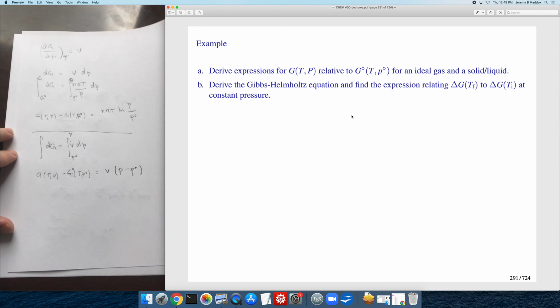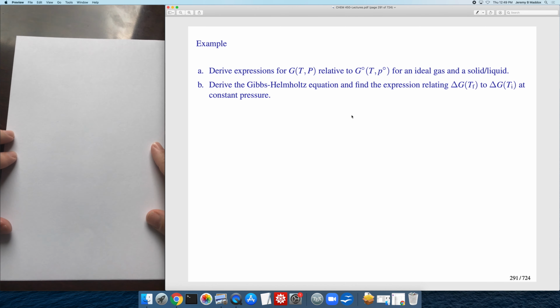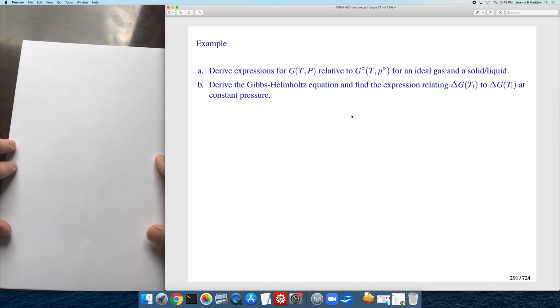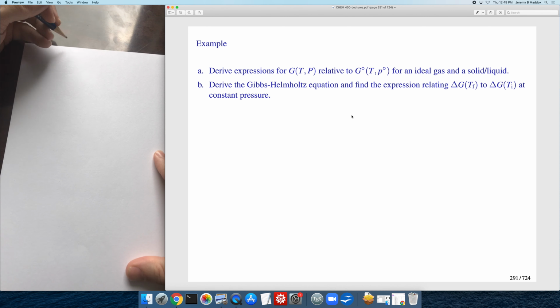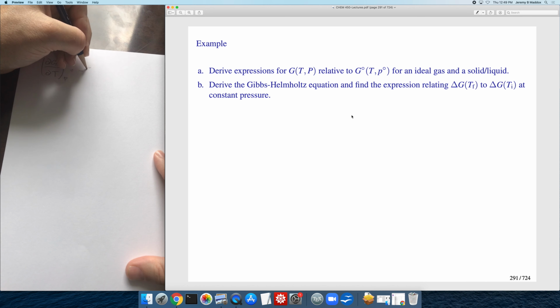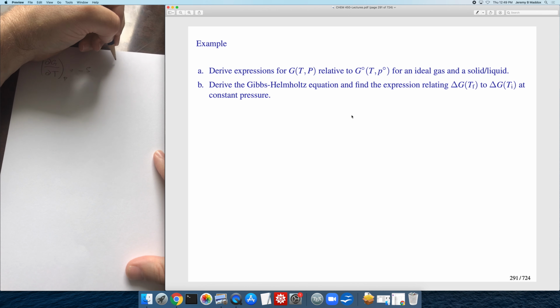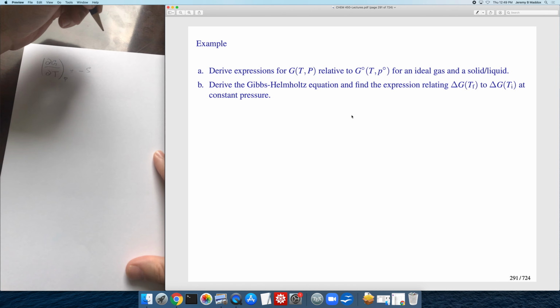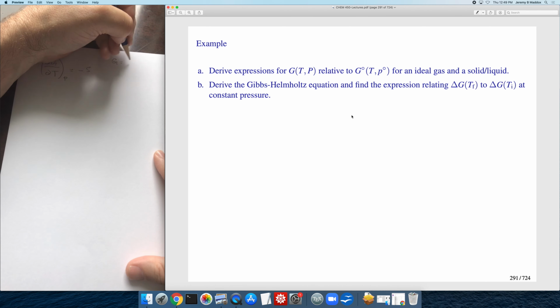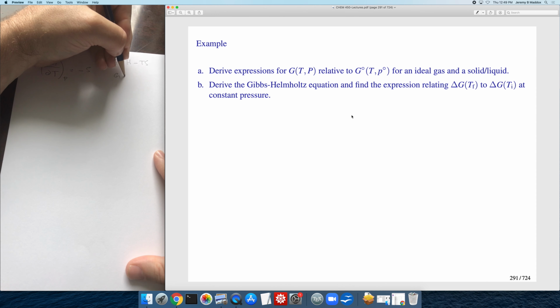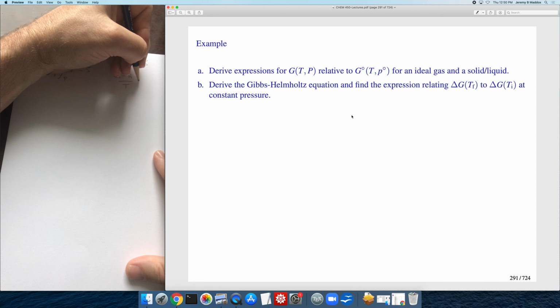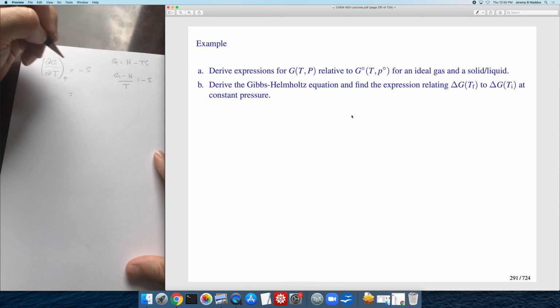Okay, next we're going to look at the temperature dependence of the Gibbs energy. So we've got this partial of G with respect to temperature at constant pressure is equal to minus the entropy. And we'll use the definition of Gibbs energy, G equals H minus TS. We'll rearrange this, G minus H over T equals minus S. So we can write this like so.